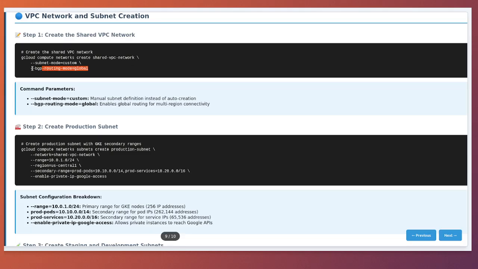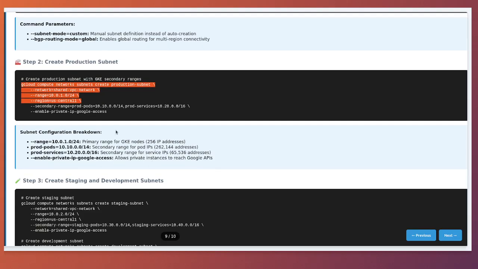For each subnet, we define both primary and secondary IP ranges. The primary range is for the GKE nodes. These are the actual virtual machines running Kubernetes. The secondary ranges are for pods and services within the Kubernetes clusters.